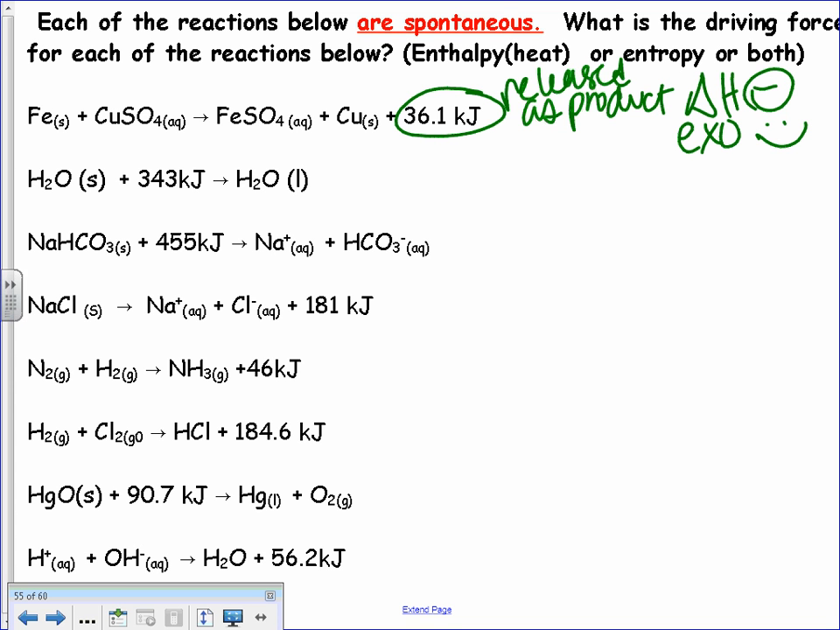So if we look here, is this balanced? Yeah, okay. We have solid, aqueous, and aqueous is kind of disordered as well.